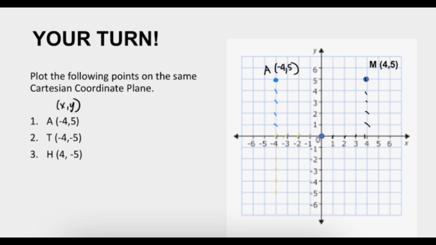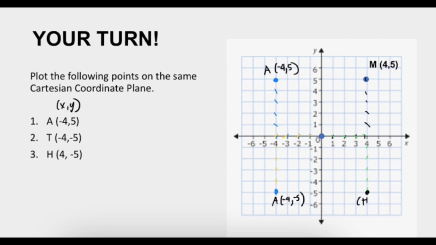So we can have the point here. And this is point A. A is at negative 4, negative 5. Next, let's have H. That's 4, negative 5. From the origin, 4 units to the right, 1, 2, 3, 4, because it's positive. So 5 units down because it's negative, 1, 2, 3, 4, 5. So your point is right here. And this is point H.